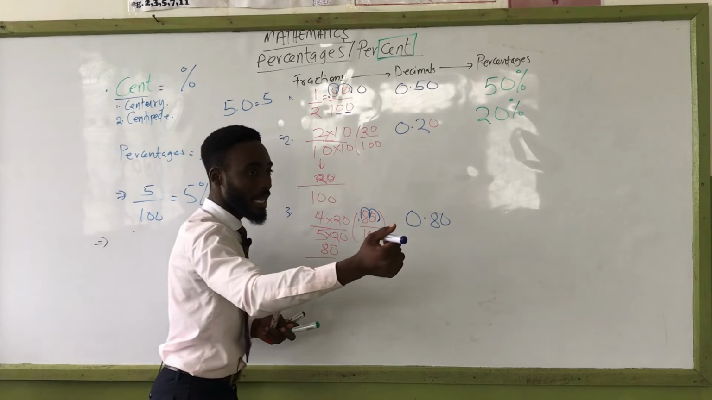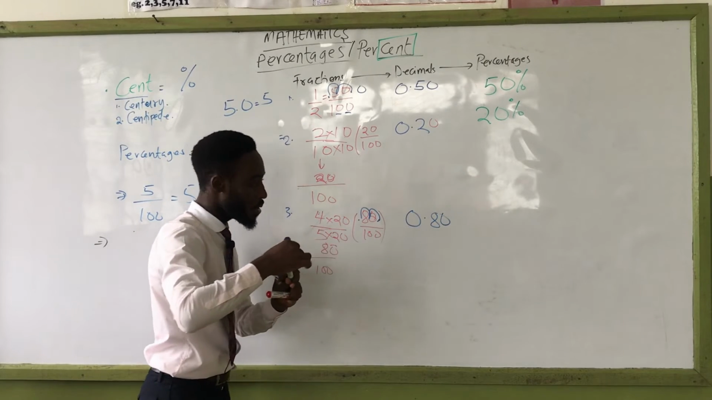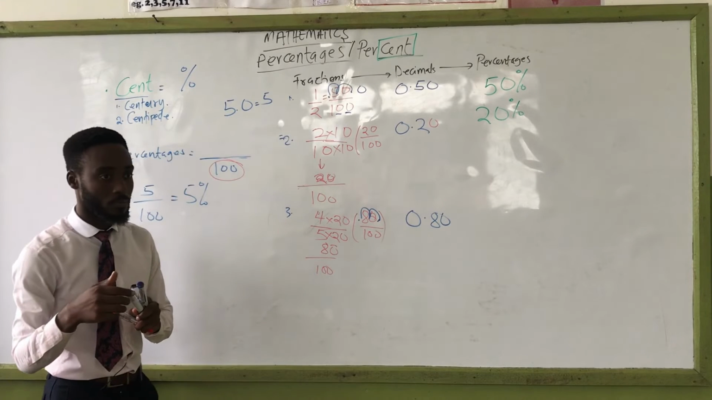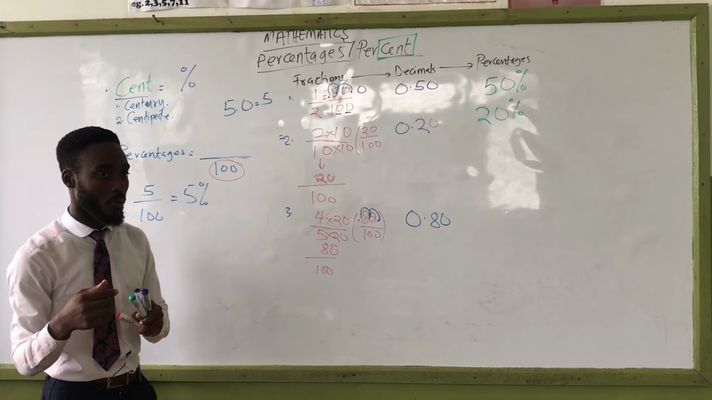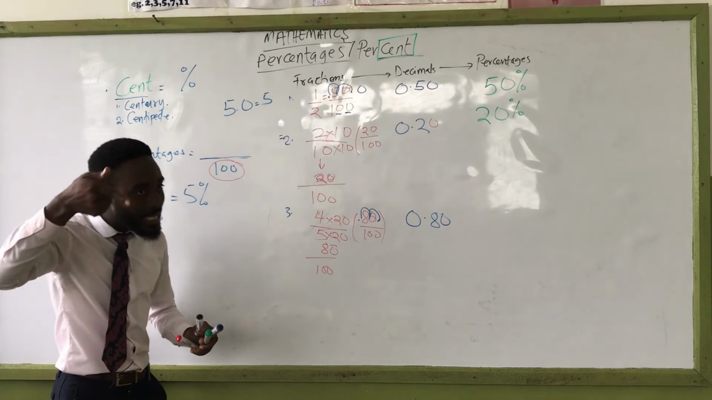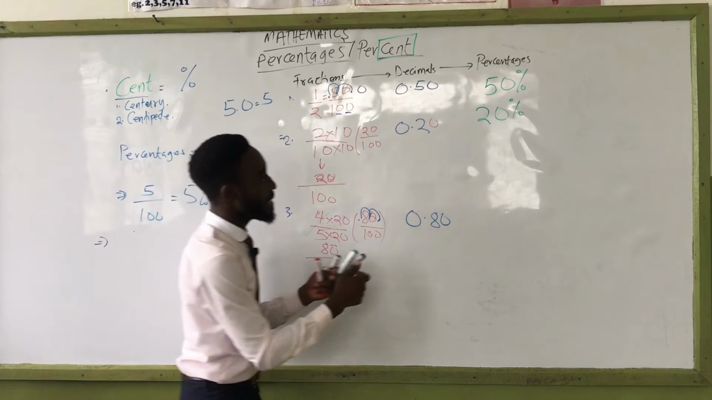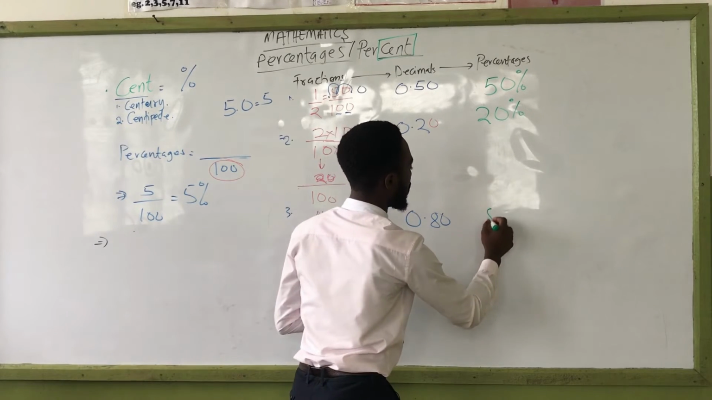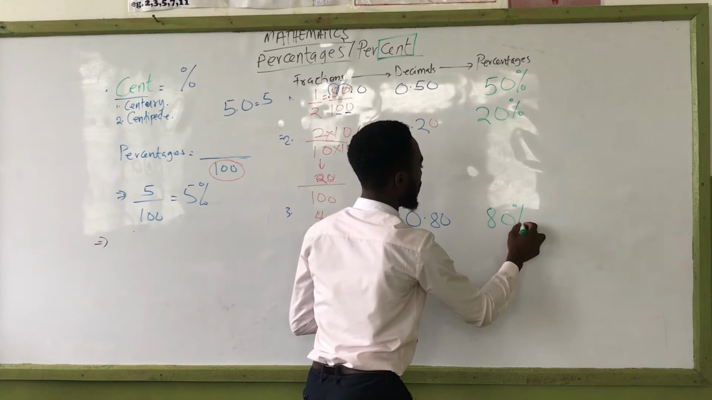And what's going to be the percentage? Okay, Joe. What's going to be the percentage? 80%. So that would look like this: 80%.